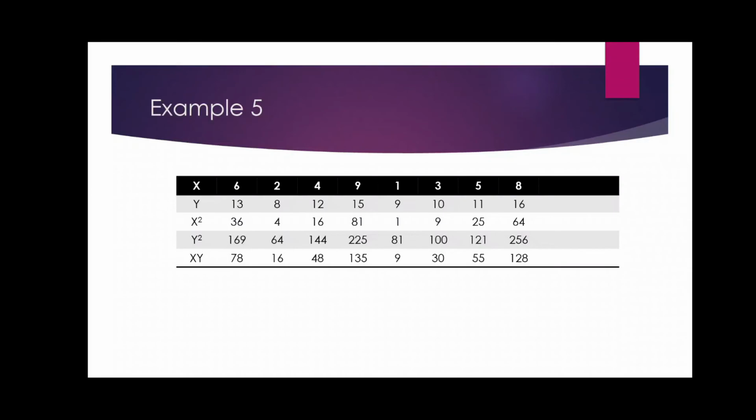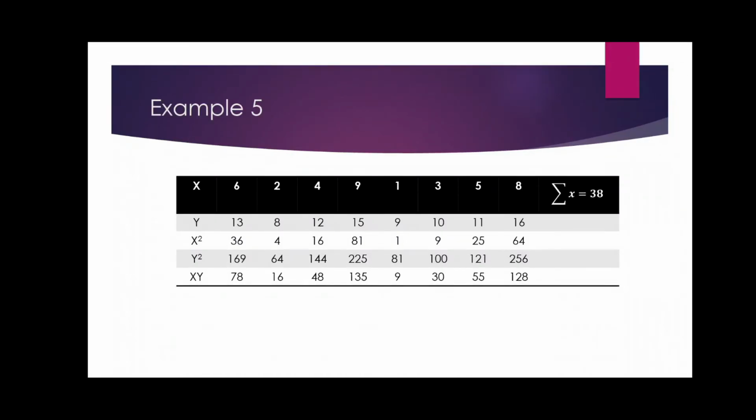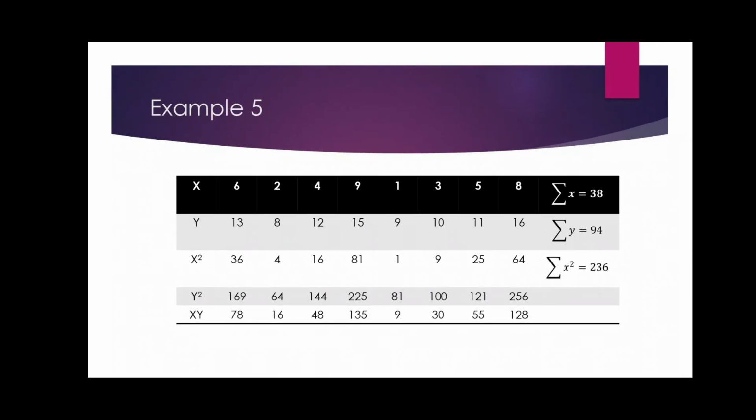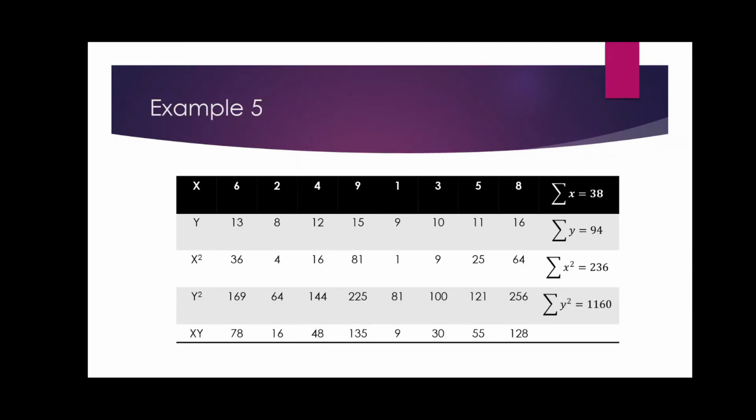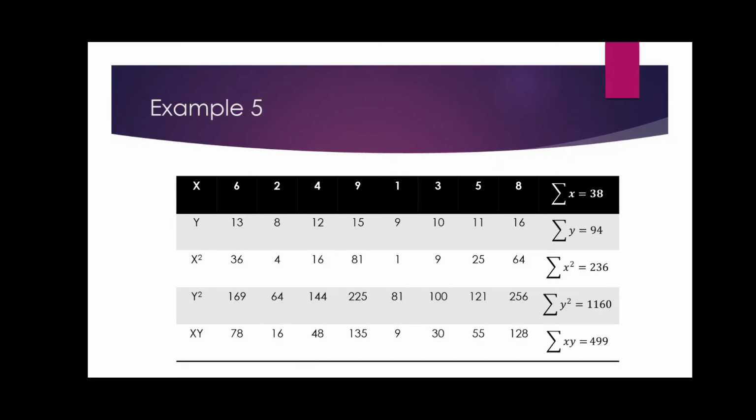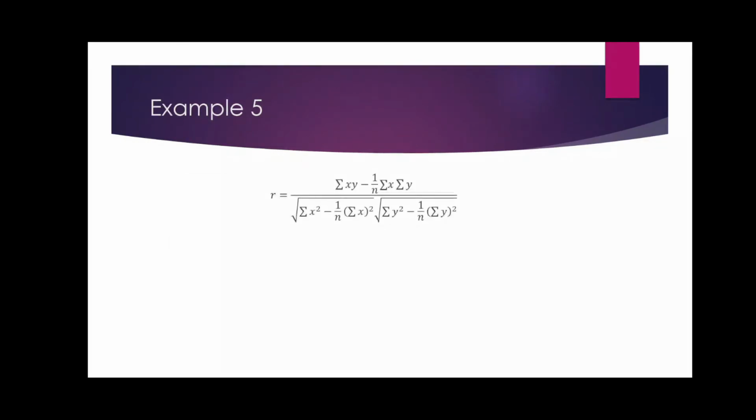Now all I have to do is add them up. Summation of x, that is the sum of all the values of x, is 38. Summation of y is 94. Summation of x square is 236. Summation of y square is 1160, and finally summation of xy is 499. Now I have all the values that I required. So the next job is to put them into this formula, and through the calculation we get that the value of the correlation coefficient is 0.9459. That suggests it has a very strong correlation, right?